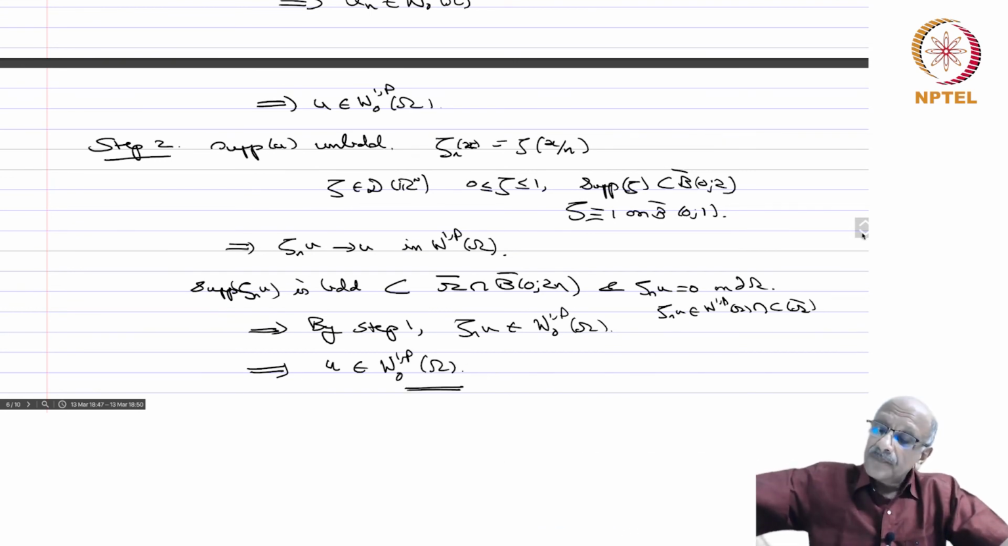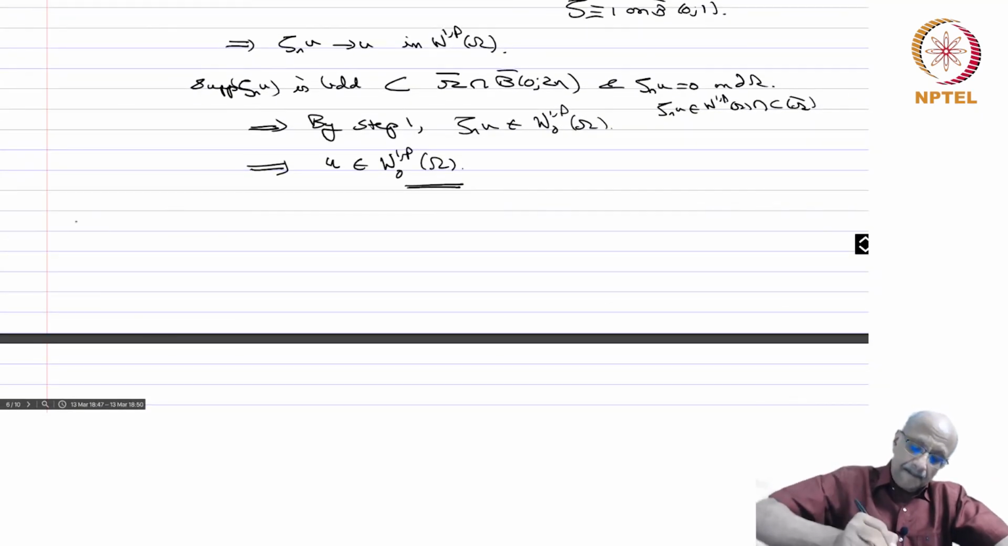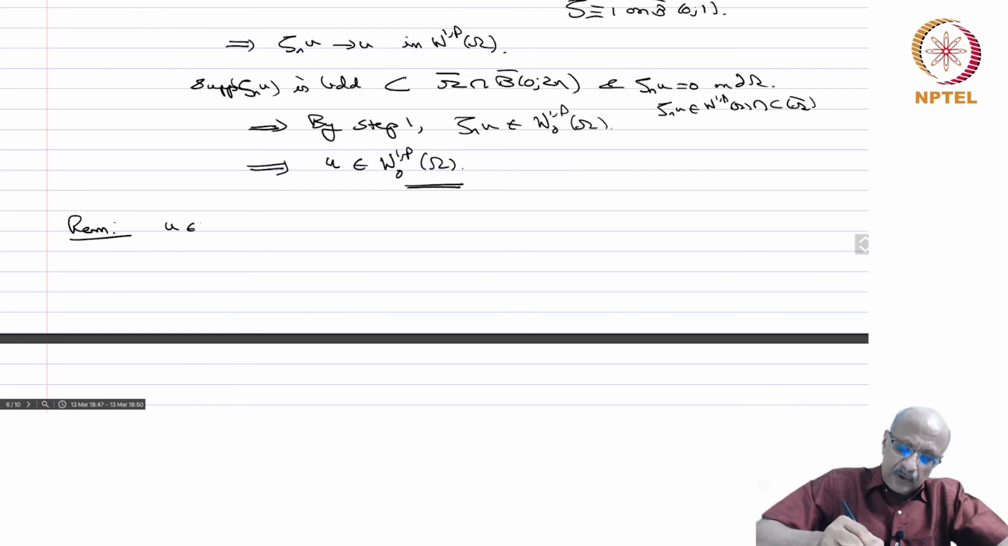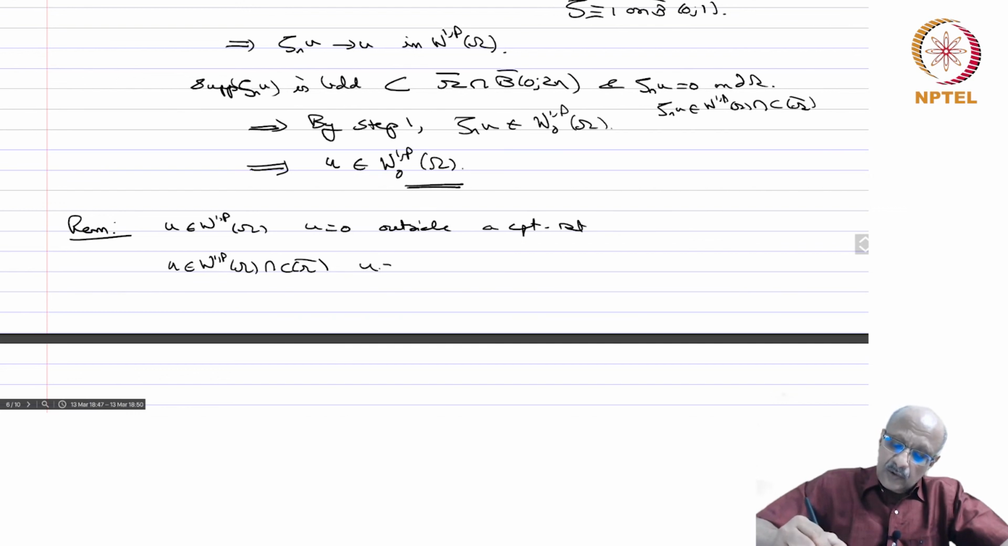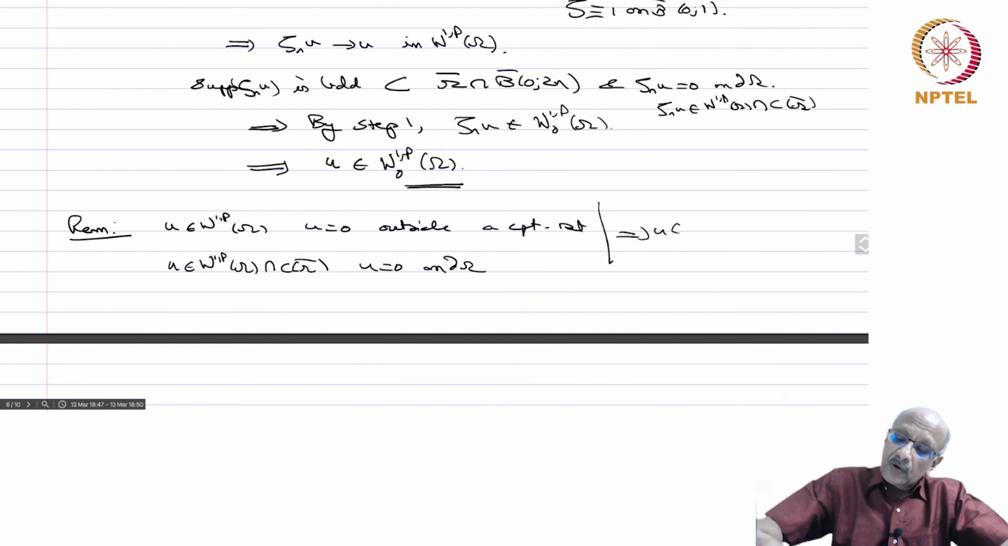Okay, so now a remark. We have been proving theorems like this. If u is in W1p omega and u equal to 0 outside a compact set, or if u belongs to W1p omega intersection C of omega bar and u equal to 0 on the boundary, all these imply that u belongs to W1p0 of omega.